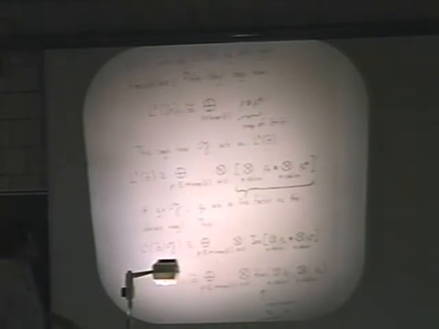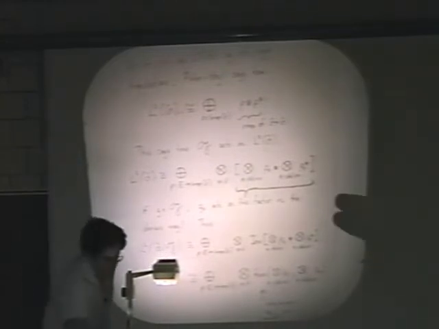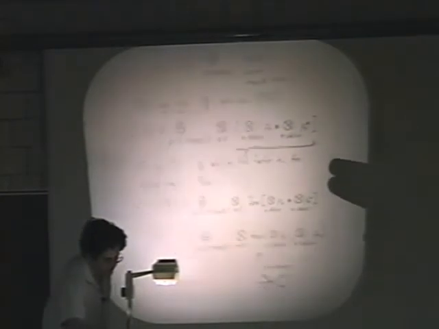So if we take the tensor product over all vertices and sum over all labelings, then we'll get the space of all vectors in here on which gauge transformations act trivially. So this is L2 of A mod G.